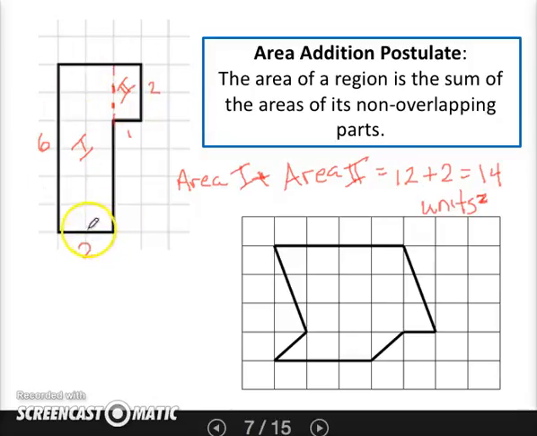So that checks out. Now, with an irregularly shaped shape, like the one down here, it'll take some more sophistication than we have at this point to find the area of the entire thing because we don't have an area formula yet for parallelograms. But the same basic idea holds, that the area of region 1 plus the area of region 2 adds up to the area of the entire shape.